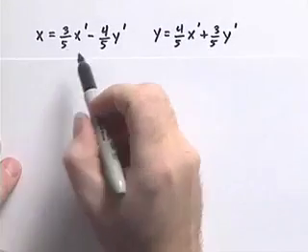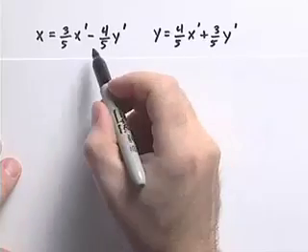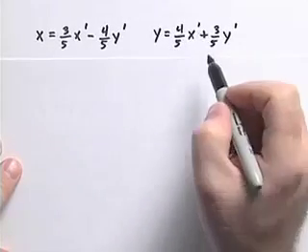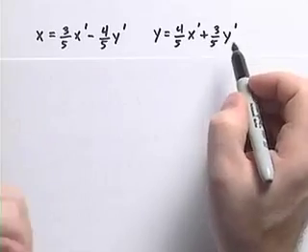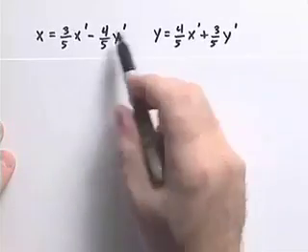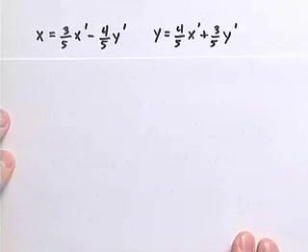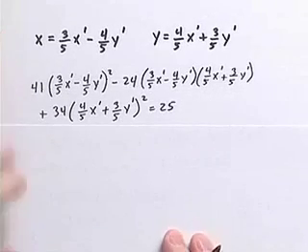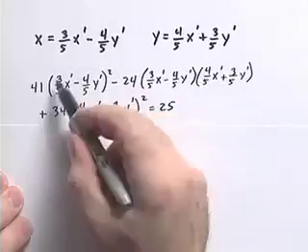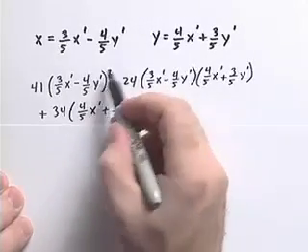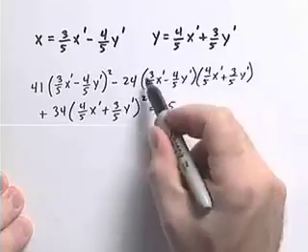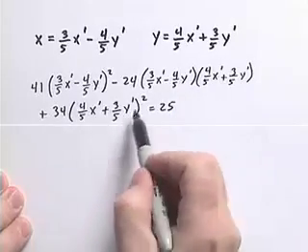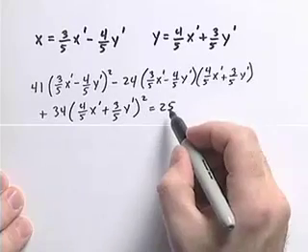Now with these values, we can obtain our rotation formulas. We'll get that x is equal to 3/5 x prime minus 4/5 y prime. y is equal to 4/5 x prime plus 3/5 y prime. If we substitute these expressions into our original equation, we'll get 41 times our new value for x squared, minus 24 times our value for x times our value for y, plus 34 times our value for y squared, and that's going to equal 25.